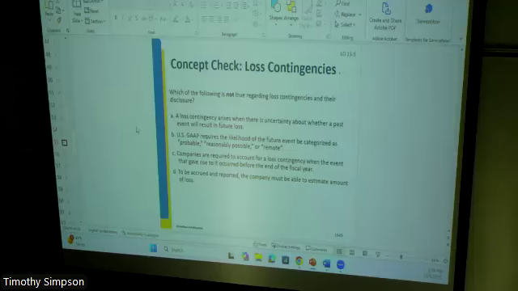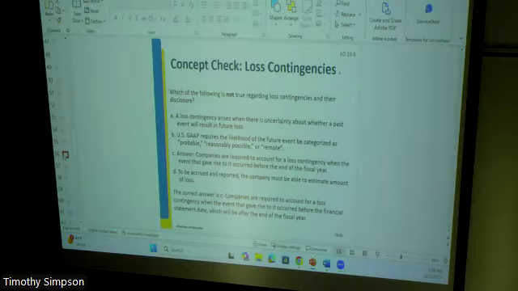All right, before we do that, let's do a quick loss contingency question. Which of the following is not true regarding loss contingencies and their disclosure? The answer here is: the company is required to account for a loss contingency when the amount gave rise to it before it occurred, before the end of the fiscal year. This quiz question is a little bit out of order because we're going to get to this a bit later, when we talk about when the reporting company knows there's a contingent liability, whether it's before or after the end of the accounting period, and then what to do about it.